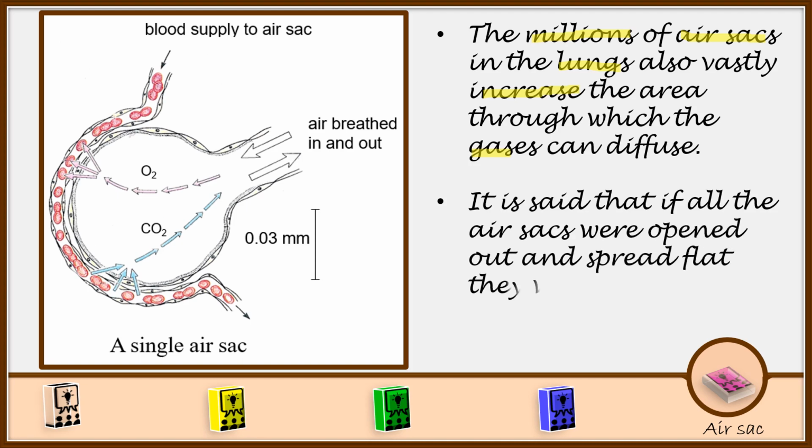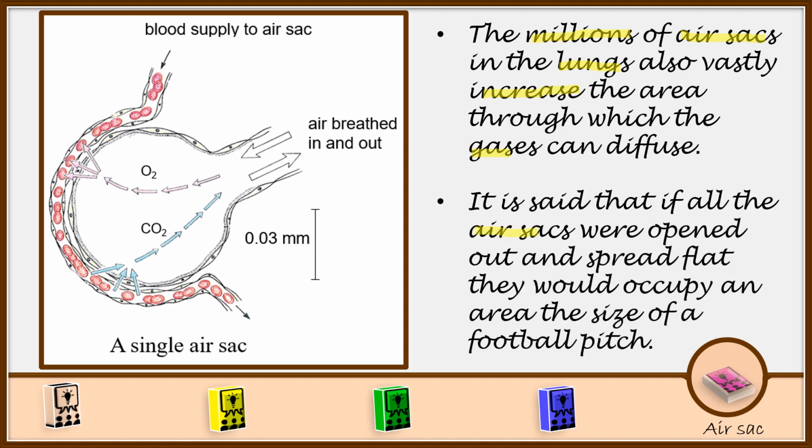It is said that if all the air sacs were opened out and spread flat, they would occupy an area the size of a football pitch. So if you take the air sacs from the lungs and arrange them straight and flat, they can occupy an area the size of a football pitch.